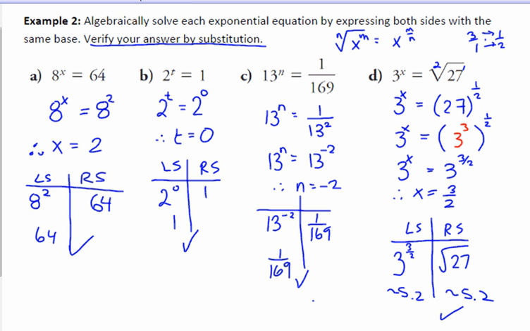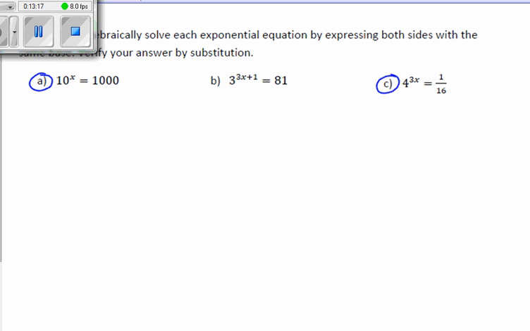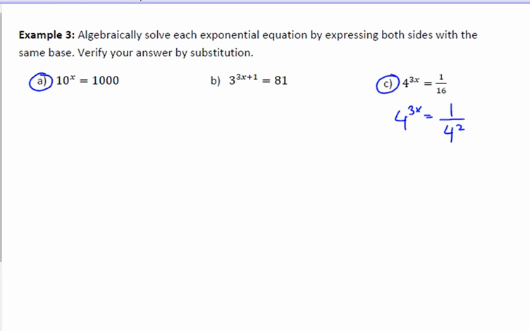So you want to try the next one on your own? Why don't you try A and C right now, and we'll go over it. Okay, number 1. 10 to the x equals 10 to the 3, so therefore x equals 3. You just show your check. So 10 to the 3 has to be 1,000. 1,000 equals 1,000.